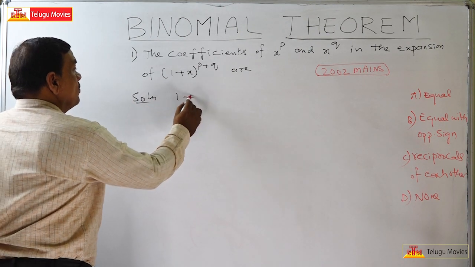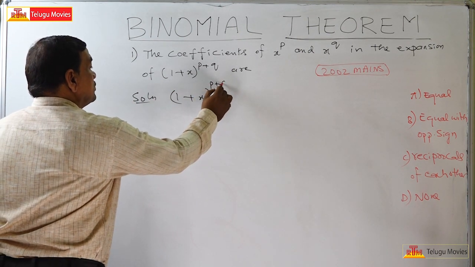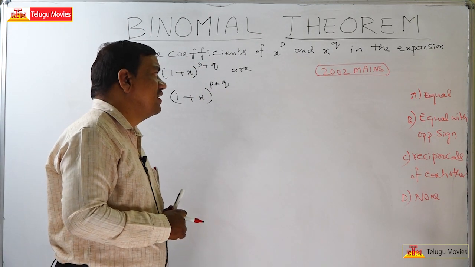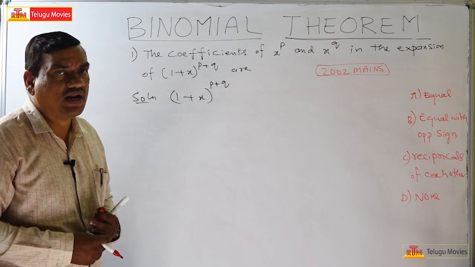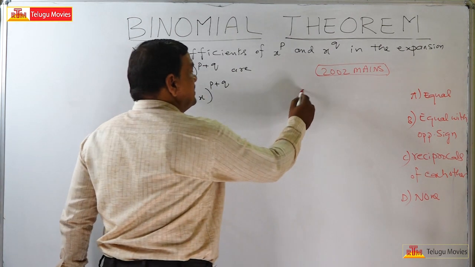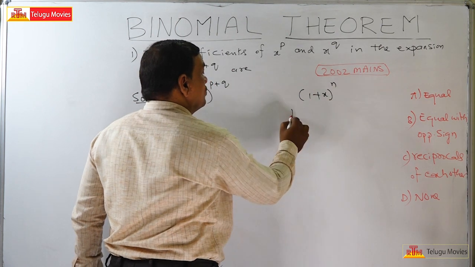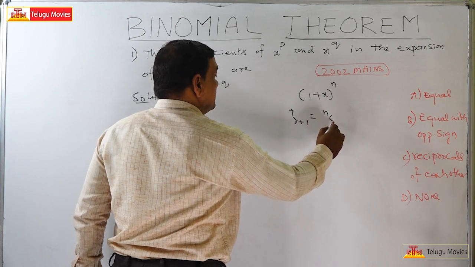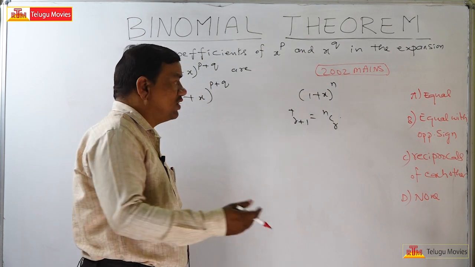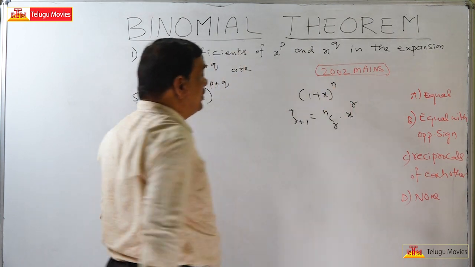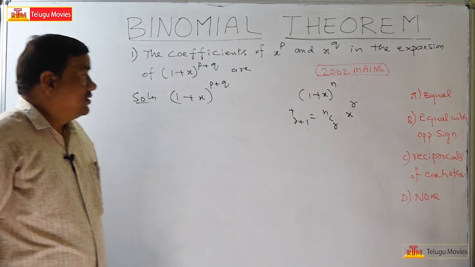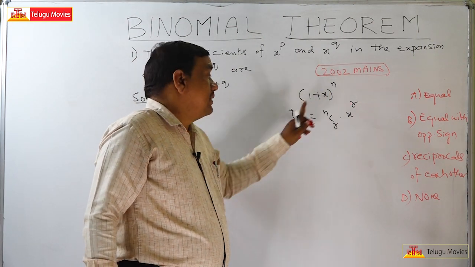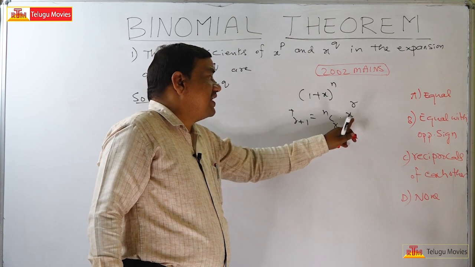In this expansion (1 plus x) whole to the power of p plus q, we have to find out the coefficient of x power p and the coefficient of x power q. Let us check what happens. See here, what is the general term in the expansion? T r plus 1 is equal to nCr into 1 to the power of n minus r and x to the power of r. So in the expansion of (1 plus x) whole power n, the r plus 1th term will be nCr x to the power of r.